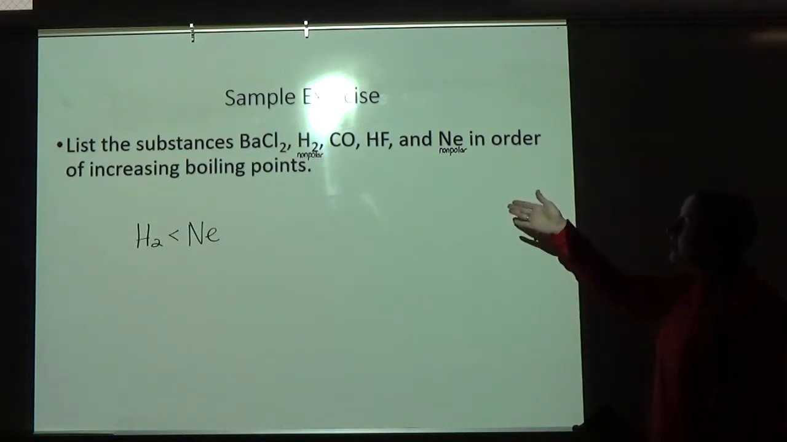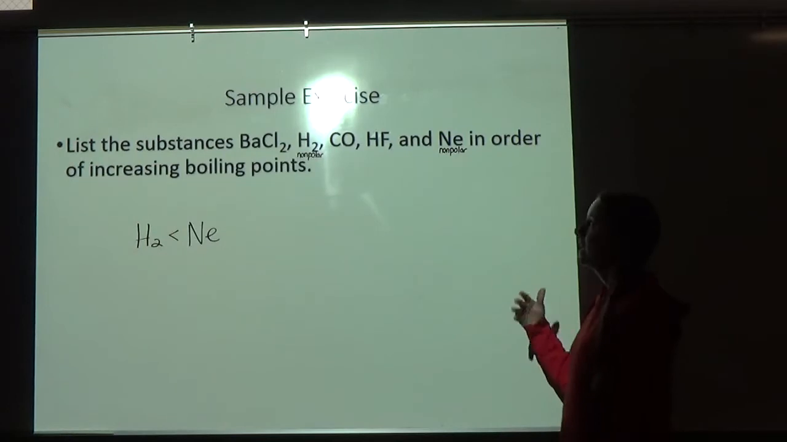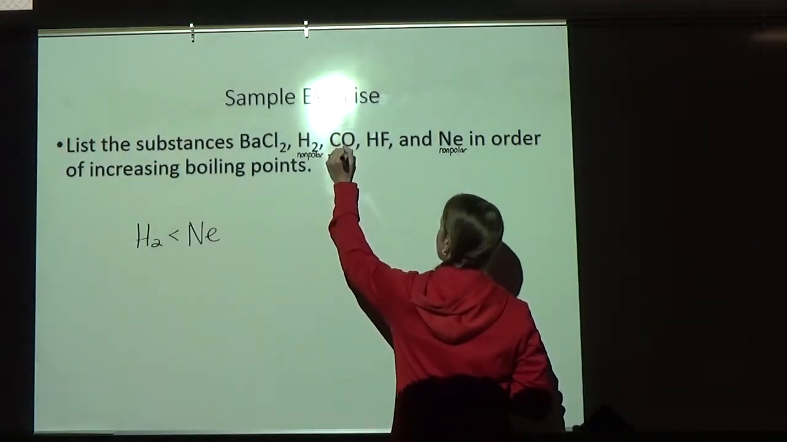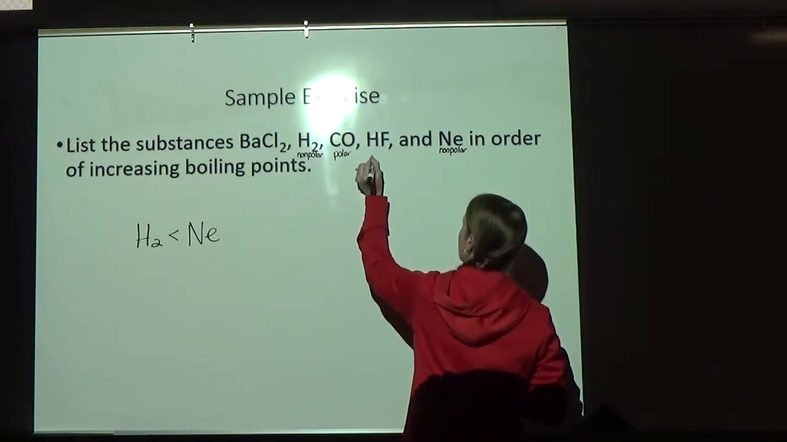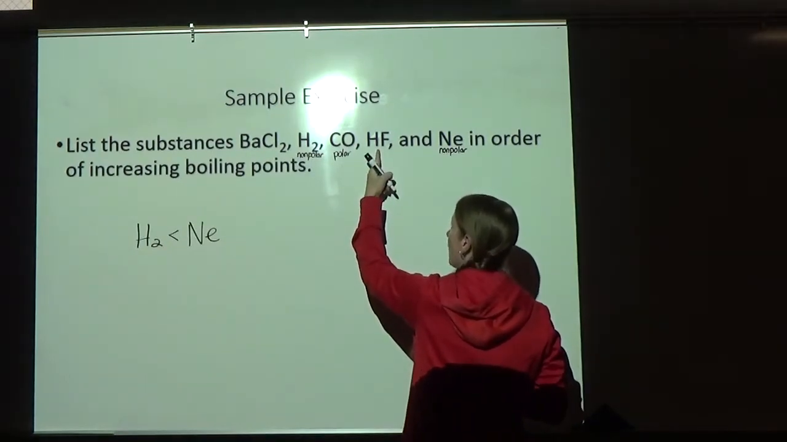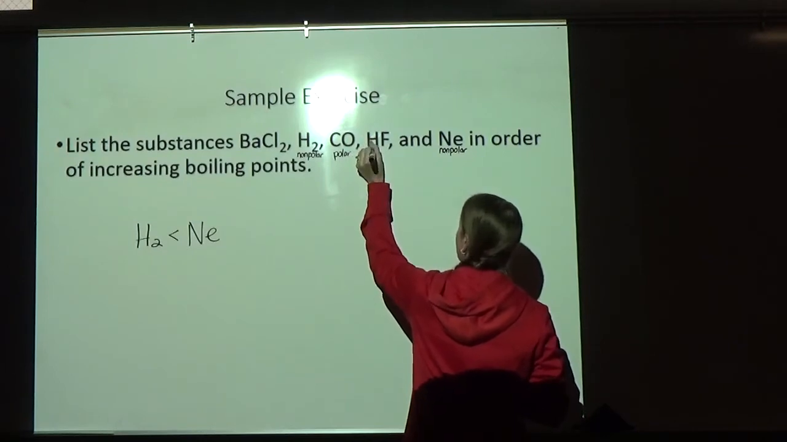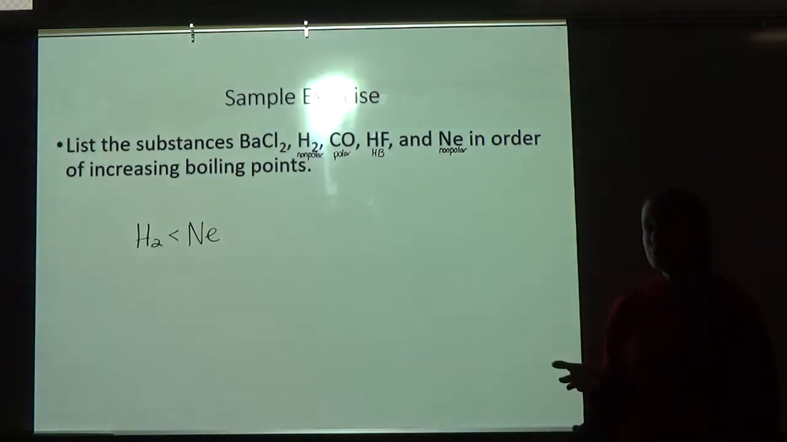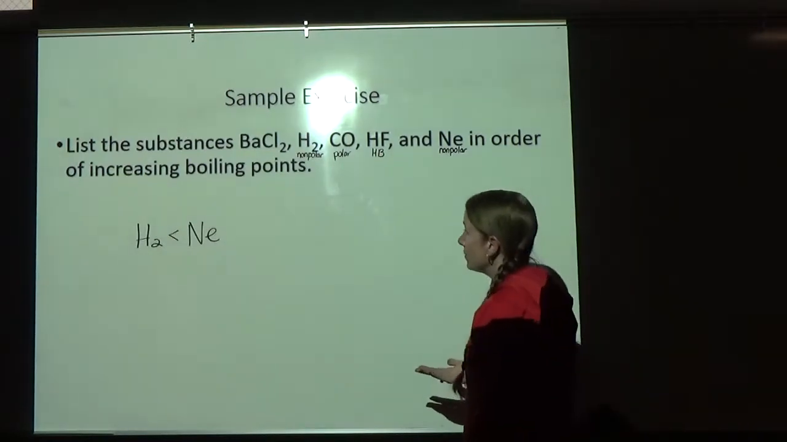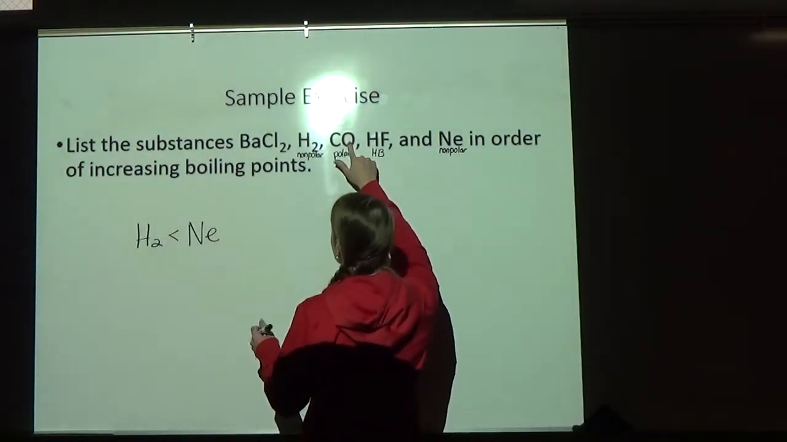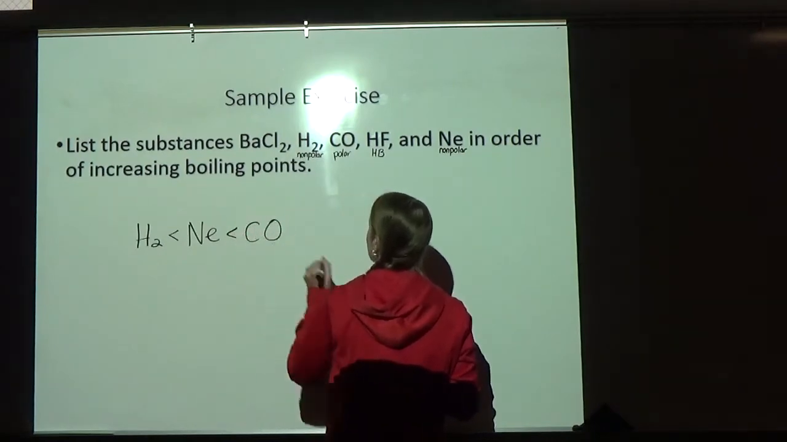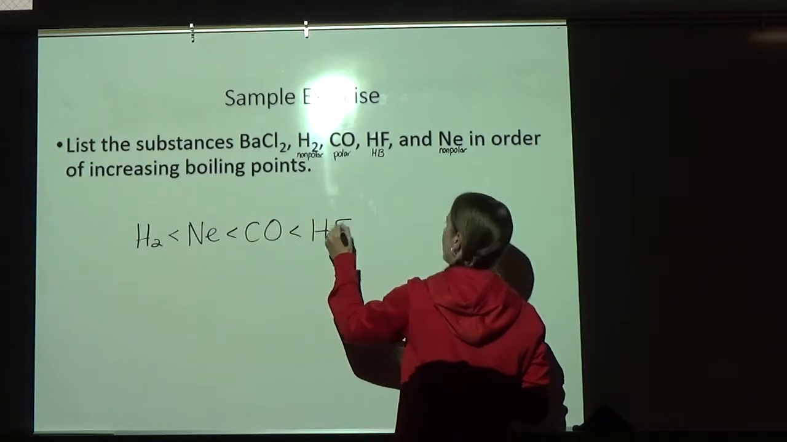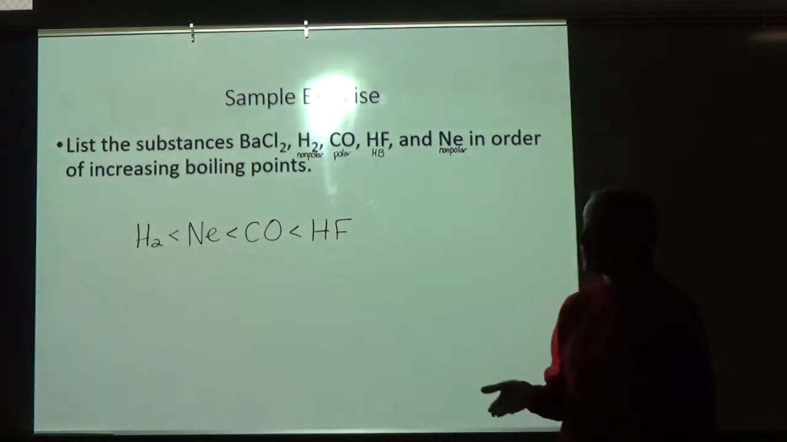Alright, so now I focus on the ones that are polar and I compare polarity. CO is polar, so it's going to experience dipole-dipole. HF is polar, but because it's H and F, it's actually going to experience hydrogen bonding. We know that hydrogen bonding is a very strong dipole-dipole attraction. So because CO only experiences dipole-dipole, I'm going to put it next. And because HF experiences hydrogen bonding, I'm going to put that at a higher boiling point.